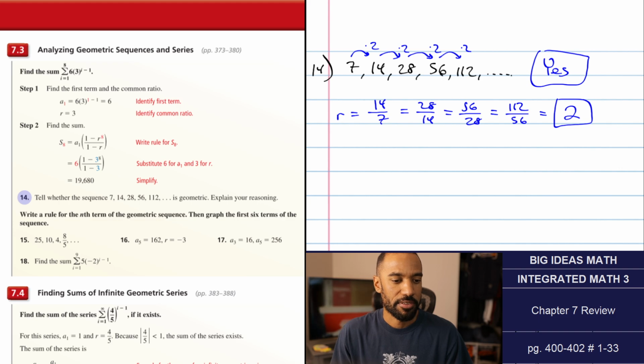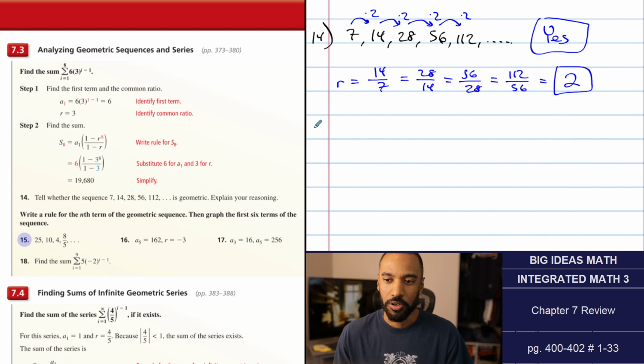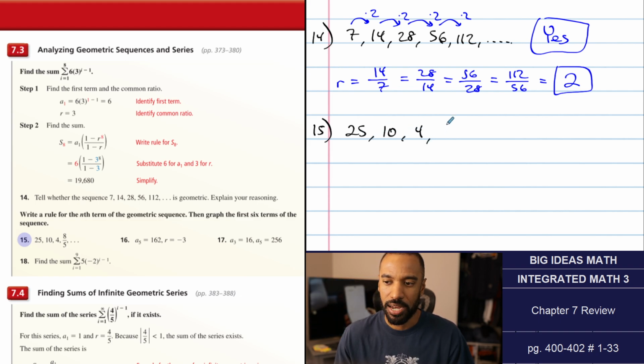Numbers 15 to 17, we're going to write a rule for the nth term of the geometric sequence, then graph the first 6 terms. Now, this is like the arithmetic stuff we did beforehand, only we have a different rule to represent. However, the next questions afterward remind me a lot of that arithmetic stuff we were just talking about. So we'll do it for geometric bases. 25, 10, 4, and 8/5.